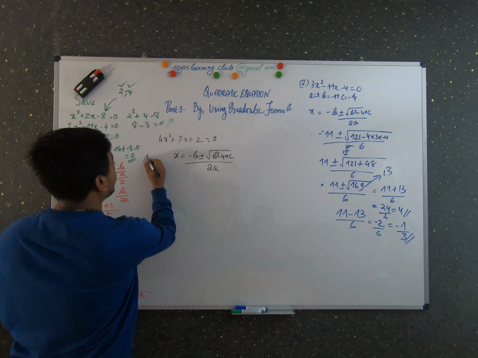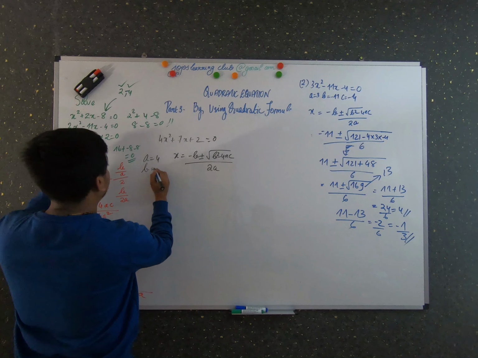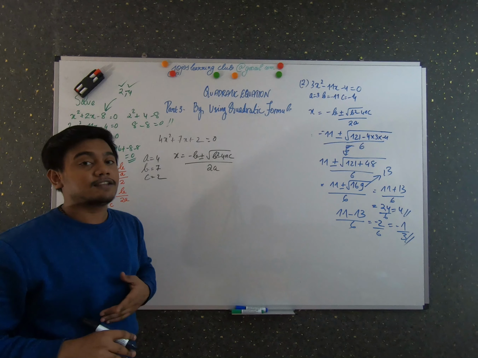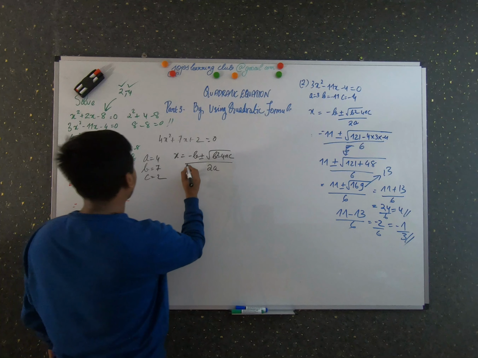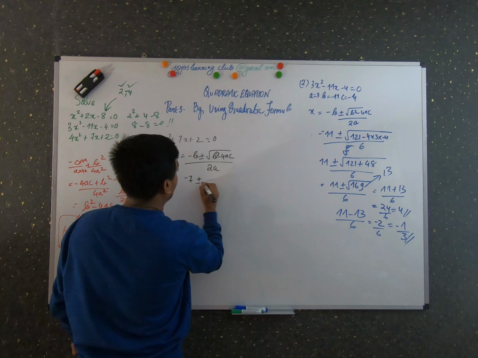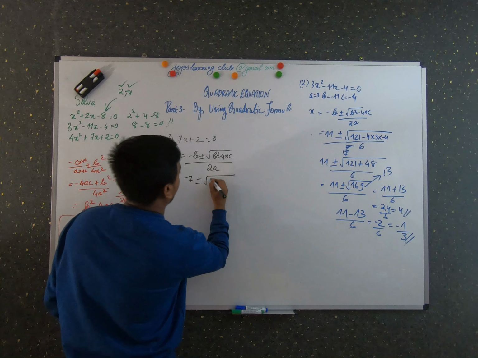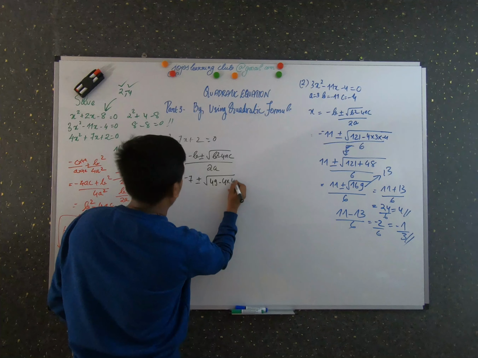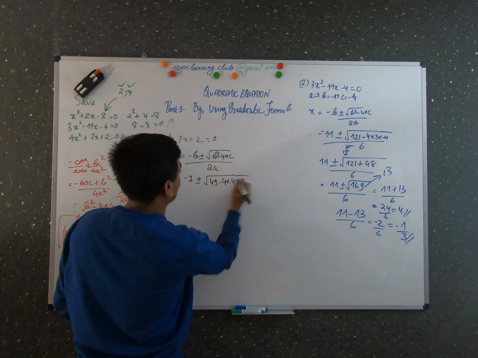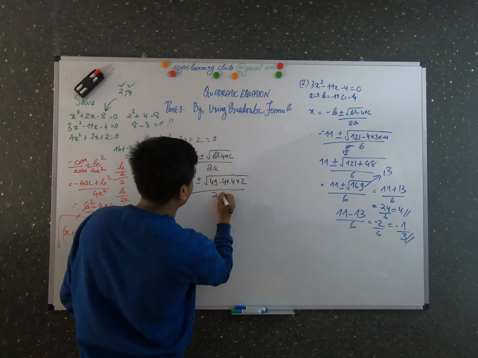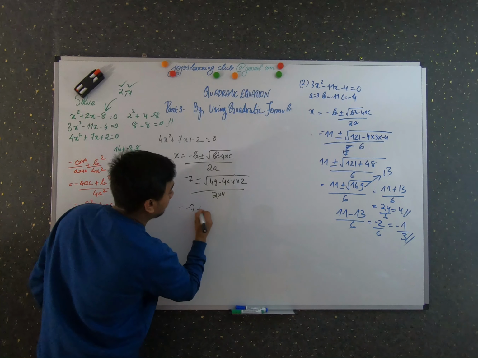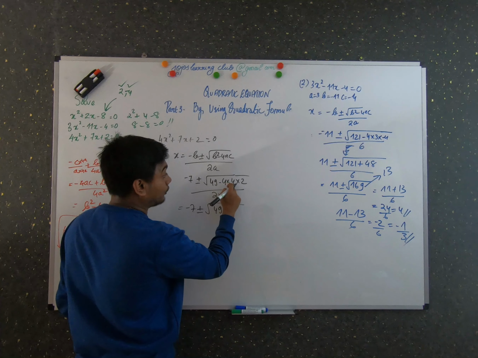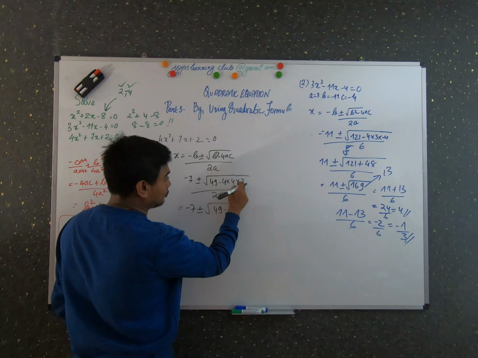So what are the values? a is 4, b is 7, and c is 2. So just substitute all these values for a, b and c in the formula and find the roots of the equation. So −b, that is −7, plus or minus the square root of b², which is 7², 49, minus 4 into 4 into 2. By 2a, which is 8. So −7 plus or minus the square root of 49 minus 4 into 4, that is 16, 16 into 2 is 32.